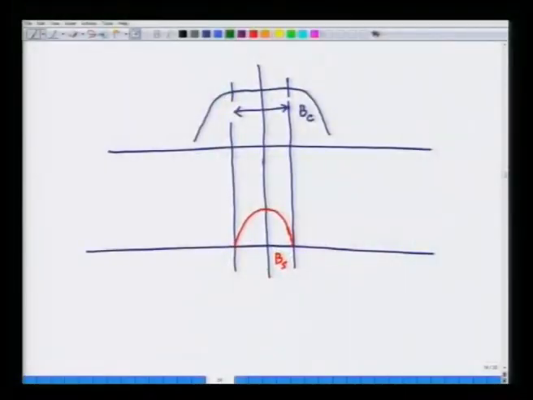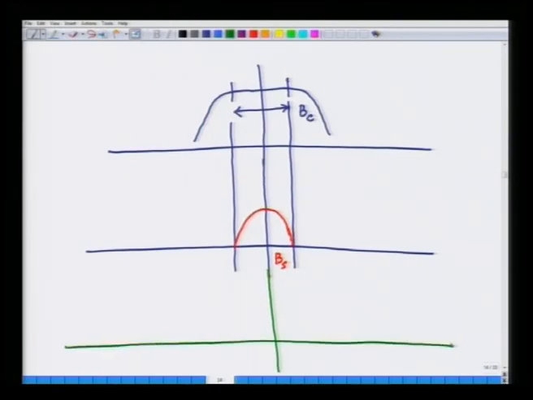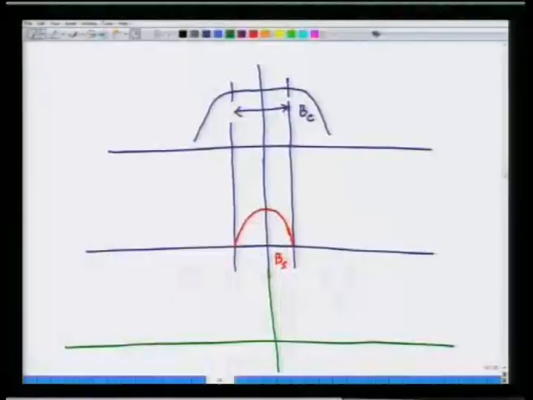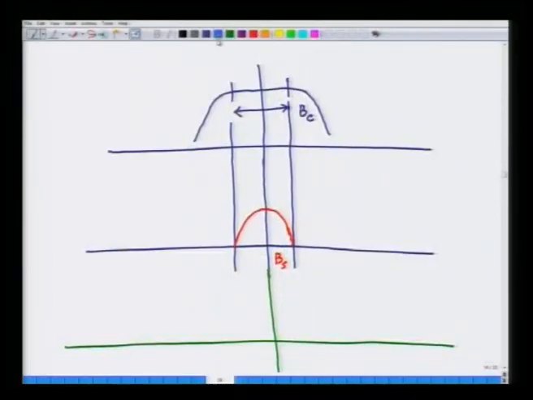Now, when I look at the output of this system, since this spectrum is limited to the coherence bandwidth over which the response is flat, I am multiplying some constant with this spectrum, hence at the output my spectrum will be undistorted.